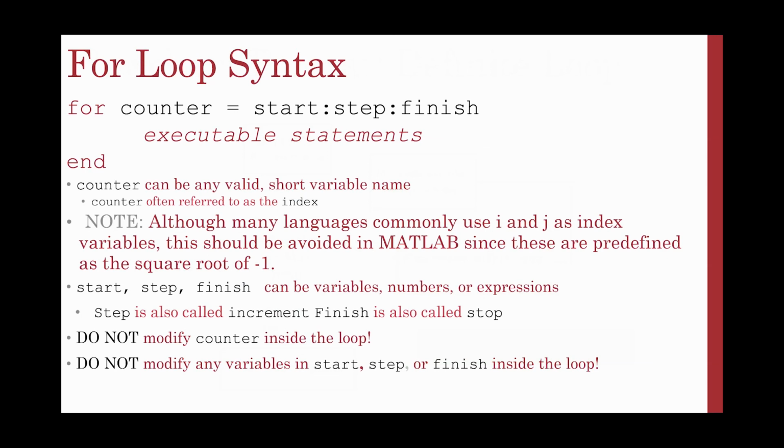The start, step, and finish can be variables, numbers, or expressions. The step is also called the increment. Finish is also called the stop. So you shouldn't modify the counter inside of the loop, because if you do, you're going to screw up how many times your loop is supposed to run. And you do not modify any variables in the start, step, or finish inside of the loop either, because again, you're going to break your loop.